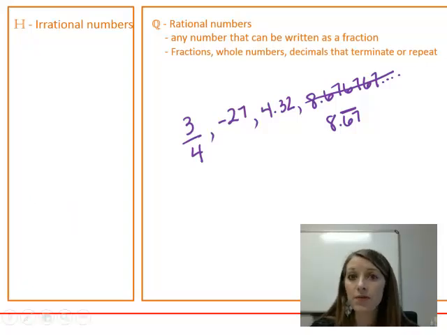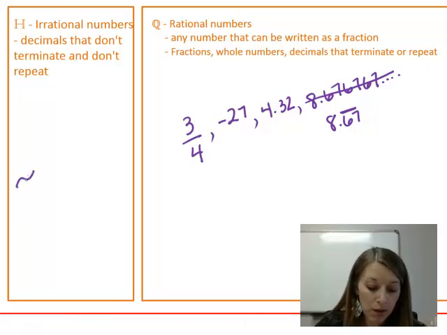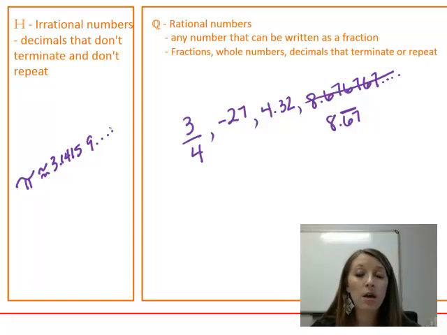Well, what type of numbers fit into this group? The easy answer to that question is all of the numbers that aren't in the rational group. And the only thing that we have left out of that group is decimals that don't terminate and don't repeat, meaning they go on and on forever in a non-repeating way. So I can give you some examples of this. The easiest example is pi, because pi is approximately 3.14159, and it continues on and on forever, meaning it doesn't stop and it doesn't repeat.